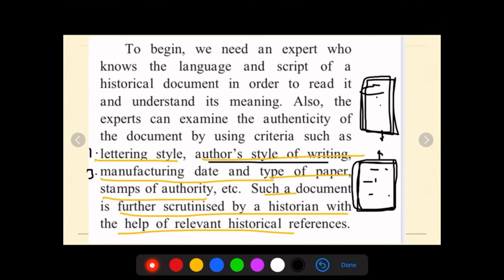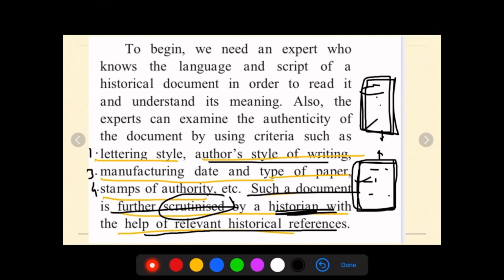Then stamps of authority. Next, such a document is further scrutinized by a historian. The historian, the expert, scrutinizes it, checks it, examines it, and then with the help of relevant historical references, he will tell whether this is right or wrong. Okay, let's move ahead.